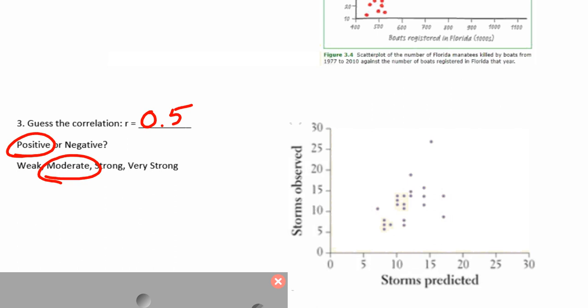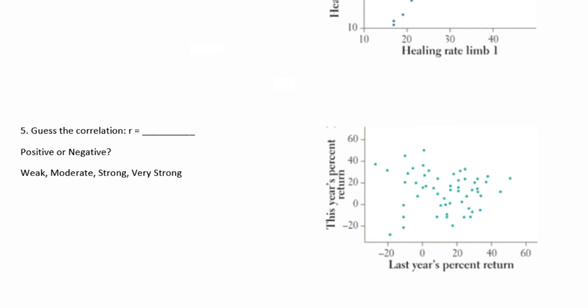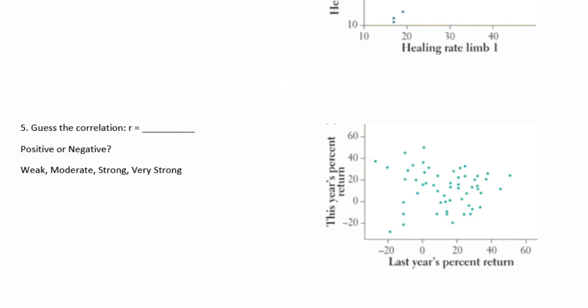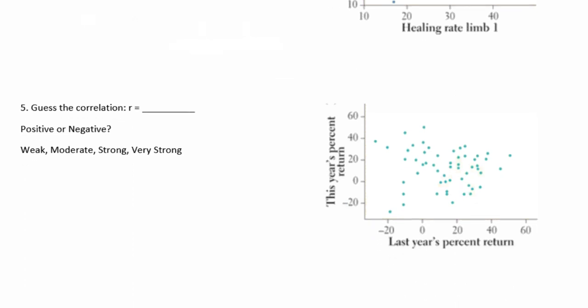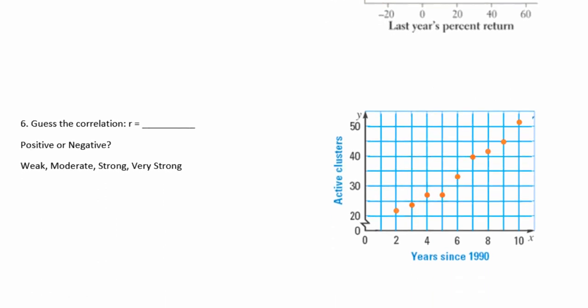All right, let's turn it over and take a look at another 3 sets of data. We're going to look at the healing rate for limb 1 versus the healing rate for limb 2. We're then going to look at last year's percent return versus this year's percent return. And lastly, the number of years since 1990 and the number of active clusters. So pause the video and answer those three for the correlation coefficient. Positive or negative relationship, is it weak, moderate, or very strong?